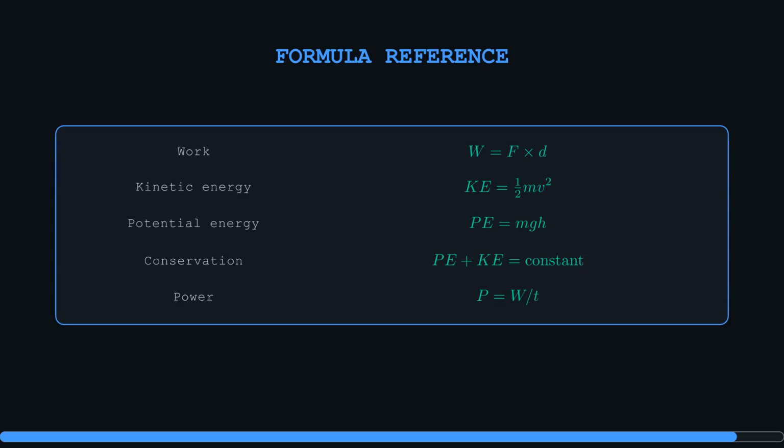Here is your quick reference. Work is force times distance. Kinetic energy is 1/2 mass times velocity squared. Potential energy is mass times gravity times height. Energy is conserved, so PE plus KE stays constant. And power is work divided by time.